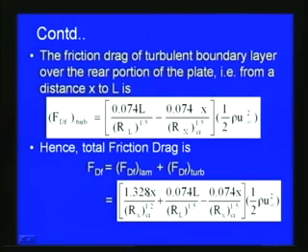So, x is that critical distance where the Reynolds number is critical. For the flat plate case, as we have seen, it is 5 into 10 to the power 5, and RL is the Reynolds number at the trailing edge of the plate, and L is the length of the plate. So, this gives the total friction drag for the concerned problem wherever there is simultaneous existence of the laminar boundary layer and the turbulent boundary layer.